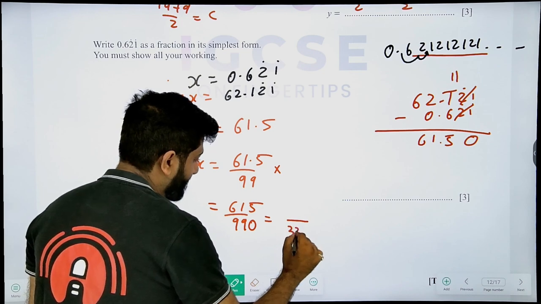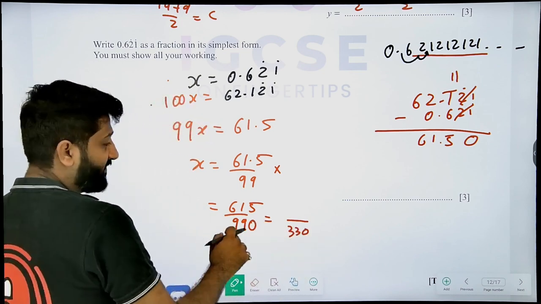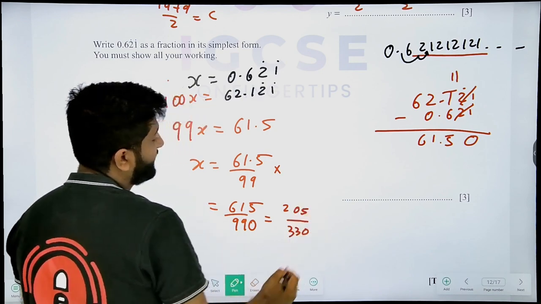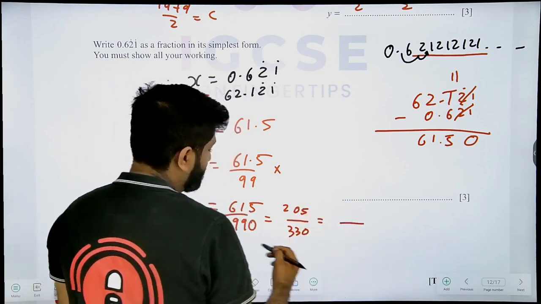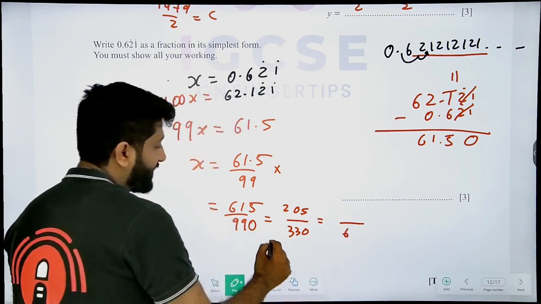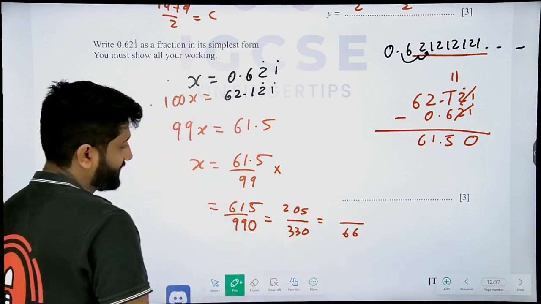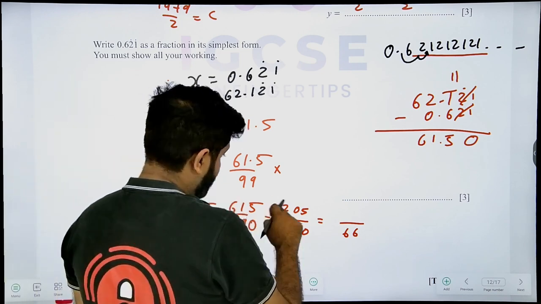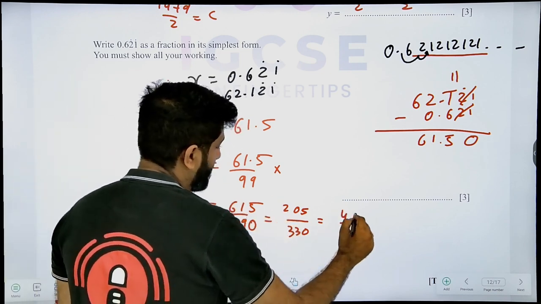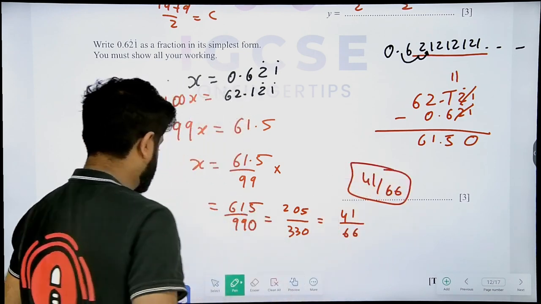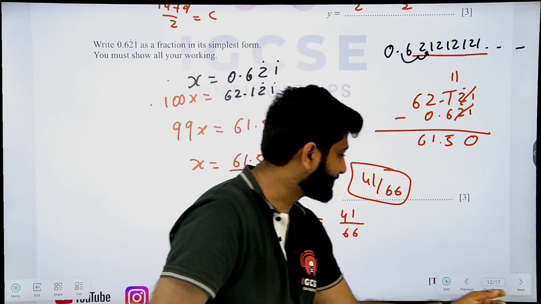So if I divide this with 3, I have 205 over 330. Again, let me divide this with 5. So I have 41 over 66. This is supposed to be my final answer, right?